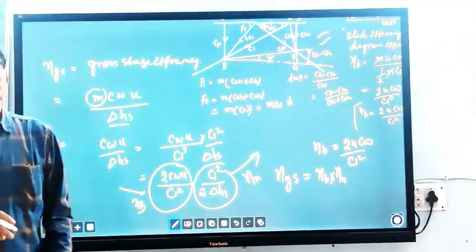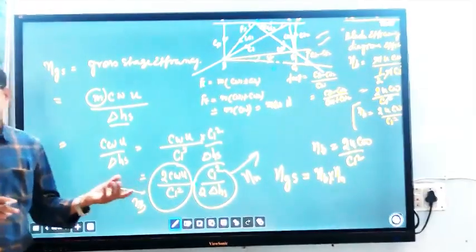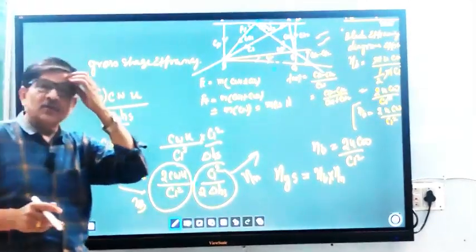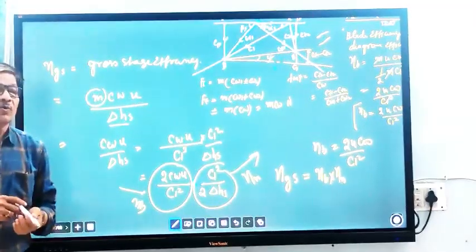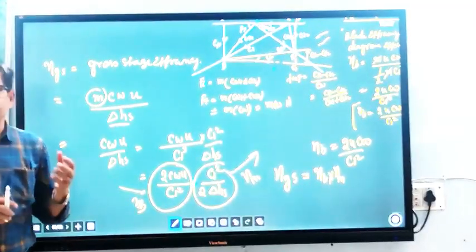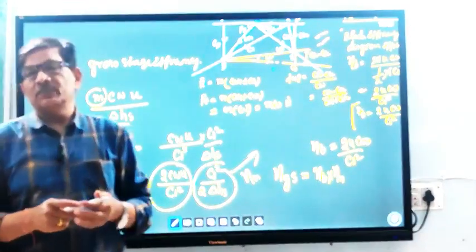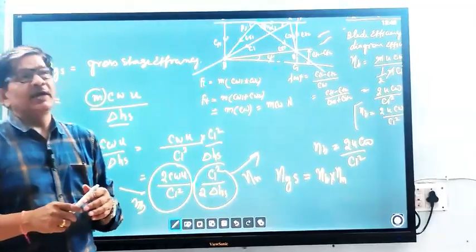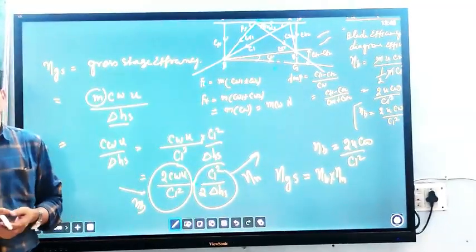We will solve some questions in the next lecture, and I think this discussion will certainly enhance your understanding of how an impulse turbine works, and how the velocity diagrams at inlet and outlet can be superimposed into one. By this superimposed velocity diagram we can find different parameters which define the performance of the steam turbine.